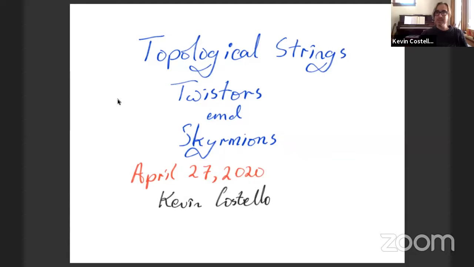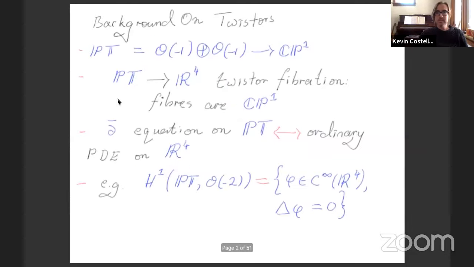about twistors. Maybe not everybody is quite as obsessed with twistors as I am. It's a beautiful subject introduced by Penrose many years ago. There's a lovely paper of Atiyah and Hitchin as well, which is very important in the topic. So the twistor space, I'll call it PT, is simply the total space of O(1) over CP1.